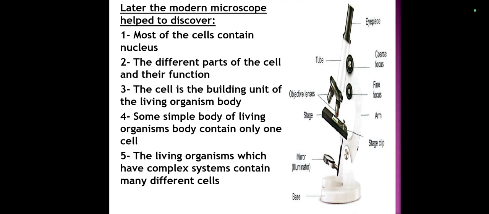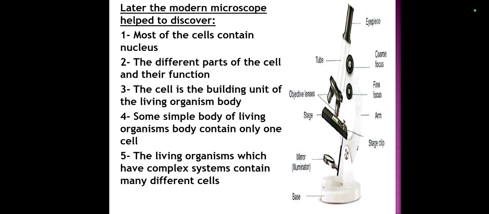Third, the cell is the building unit of living organisms, and there is nothing smaller than the cell. The cell is the main building block, and it's the smallest. Fourth, some simple living organisms contain only one cell, like bacteria. Its body is only one cell. Finally, living organisms which have complex systems contain many different cells. This was explored and discussed thanks to the microscope.